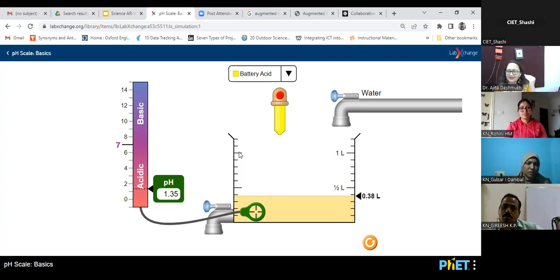Because as good as the acidic batteries are going to be harmful, even highly alkaline substances are also going to cause harm to the environment. So this is where you're going to have the critical thought and the analysis. And believe me, the students enjoy that much more than what we normally teach in the class.